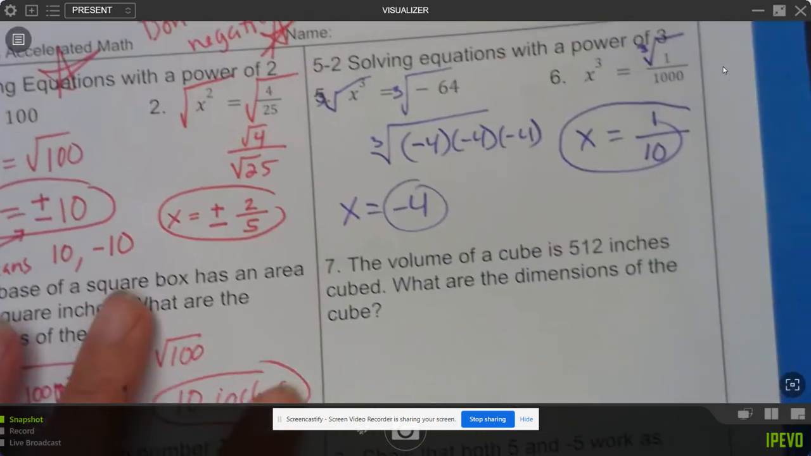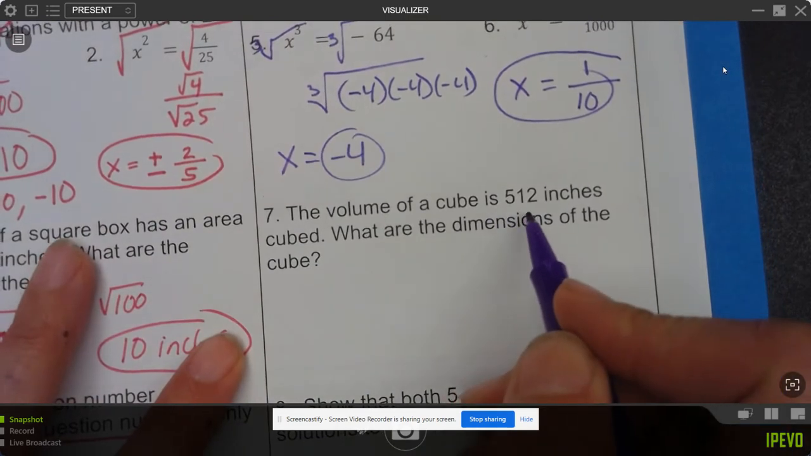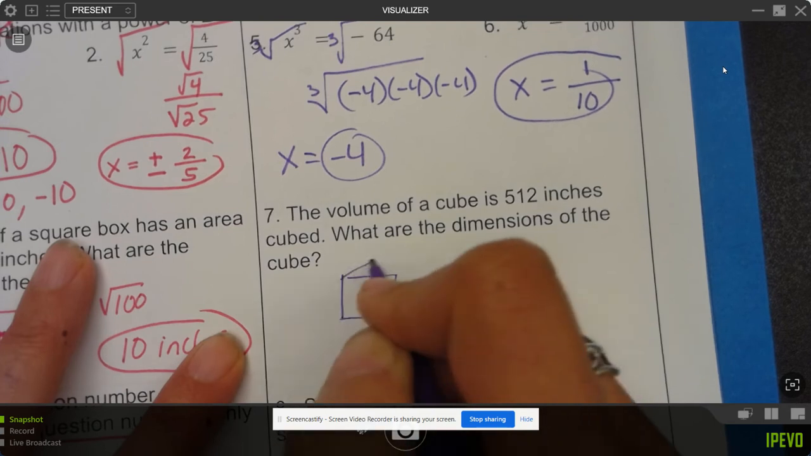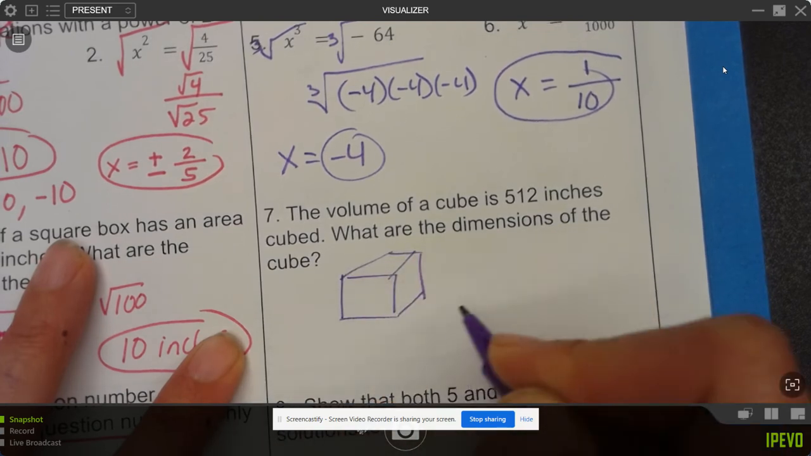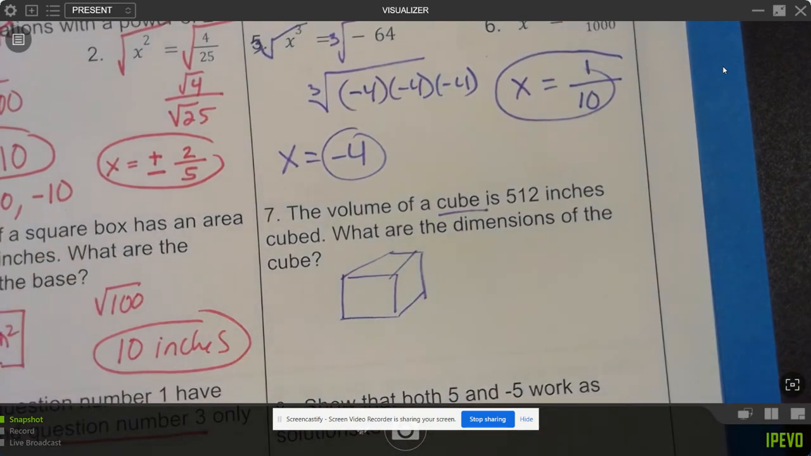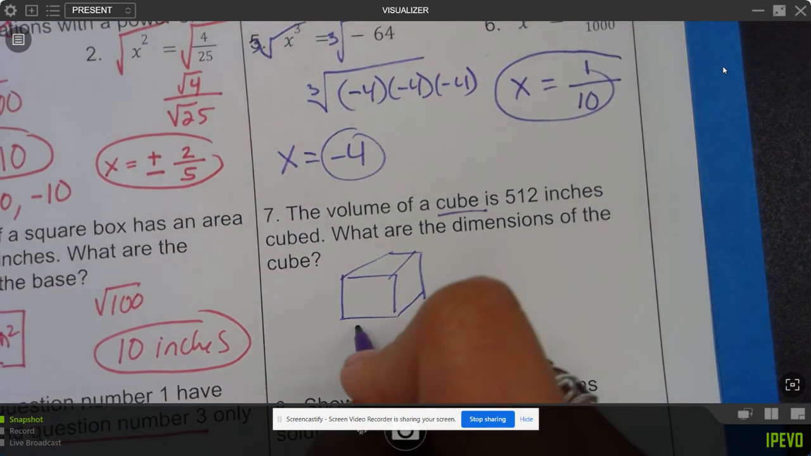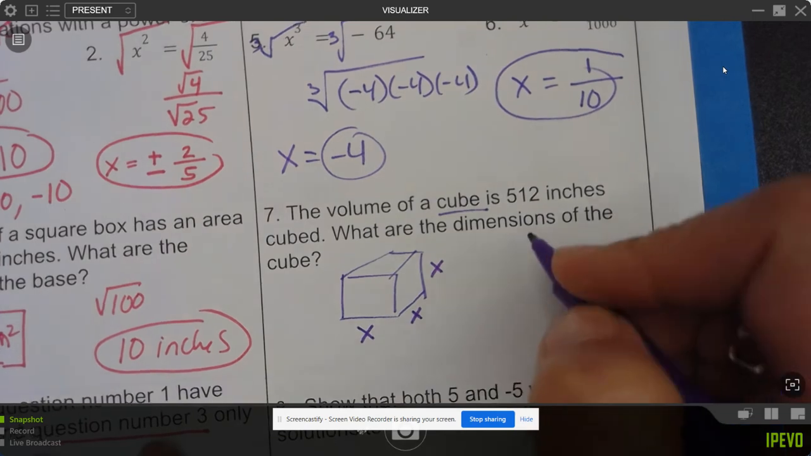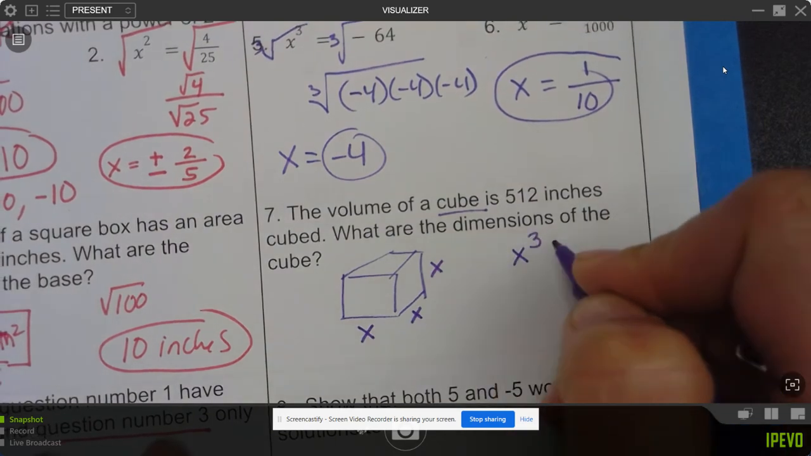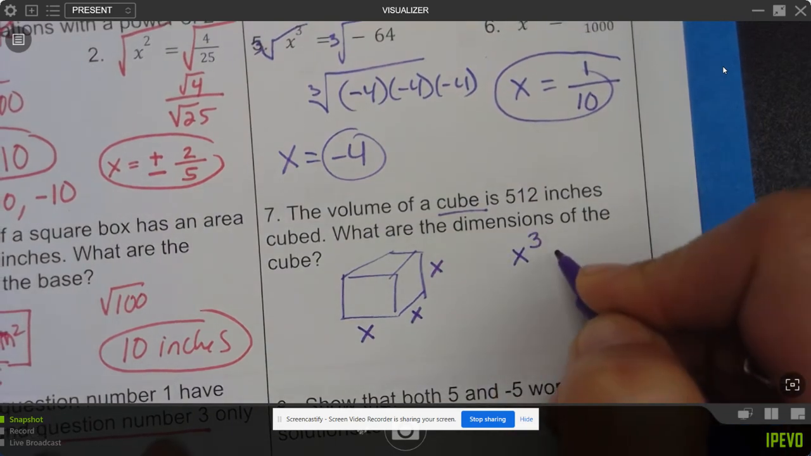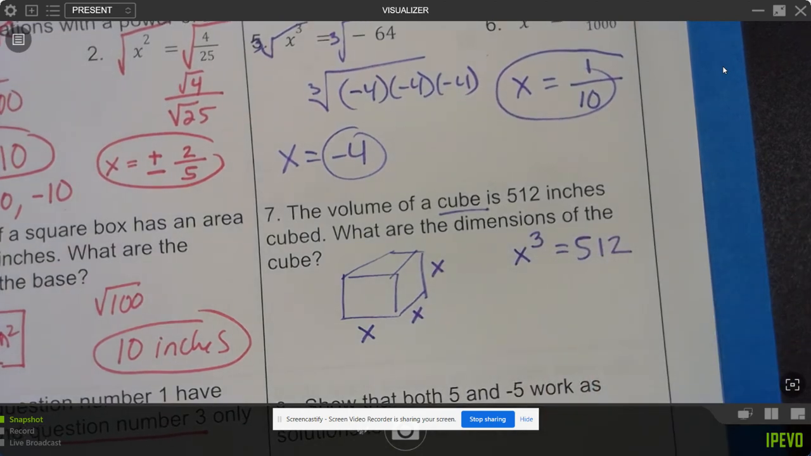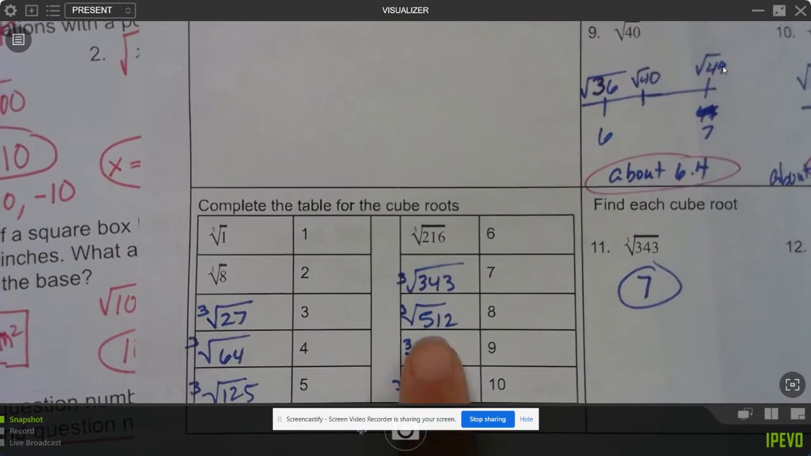Number 7 here, the volume of a cube is this. What are the dimensions of the cube? So, the total space inside of a cube. Now a cube is a special rectangular prism where this, this, and this are all the same number. So what number times itself times itself times itself gives us 512? So let's look at our cube root chart. And the cube root of 512 is 8.